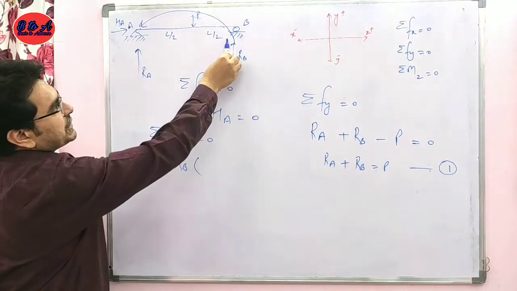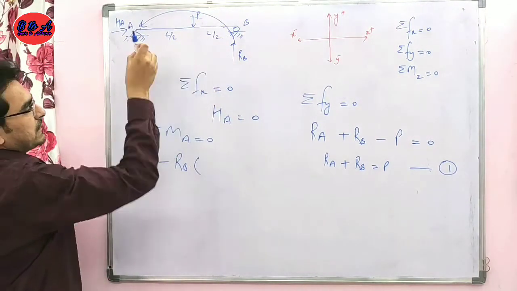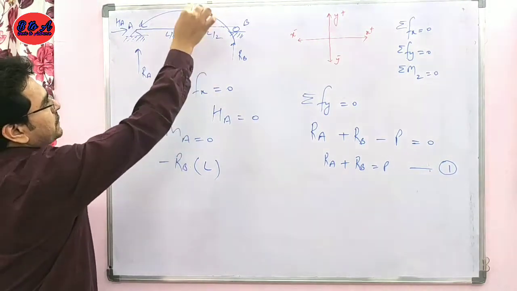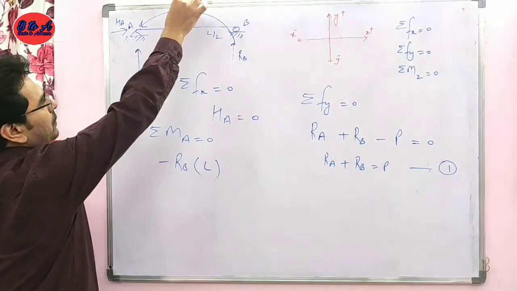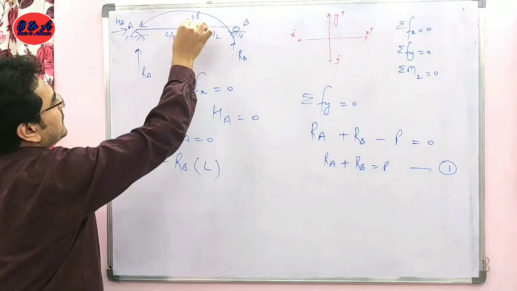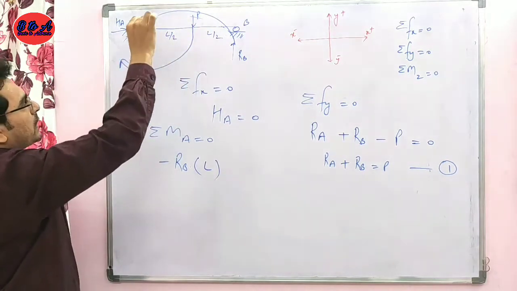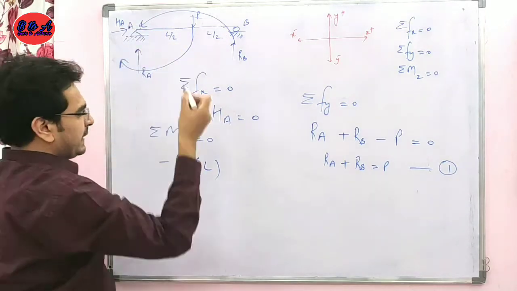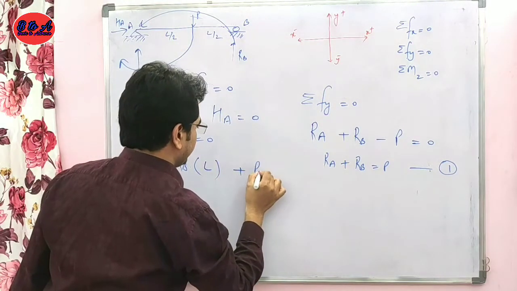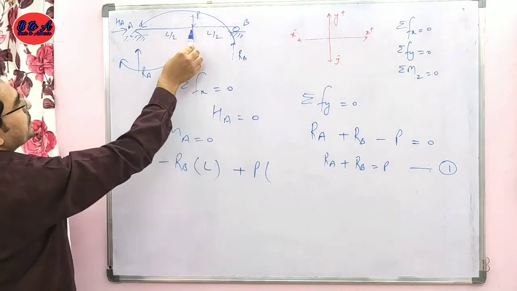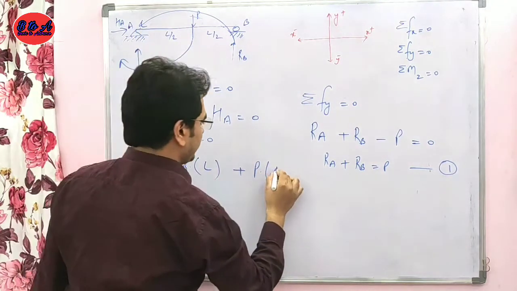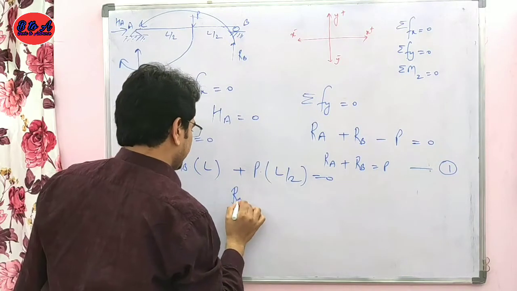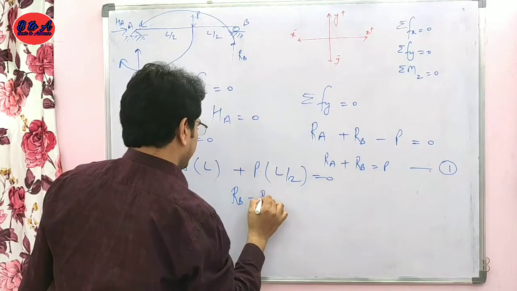Now perpendicular distance is this L. So I am taking it L. Due to this vertically downward load P, this load will provide a clockwise movement about point A. So I will take it as a positive, that is the positive P at a distance of L by 2 is equal to 0. It means RB is equal to P by 2.